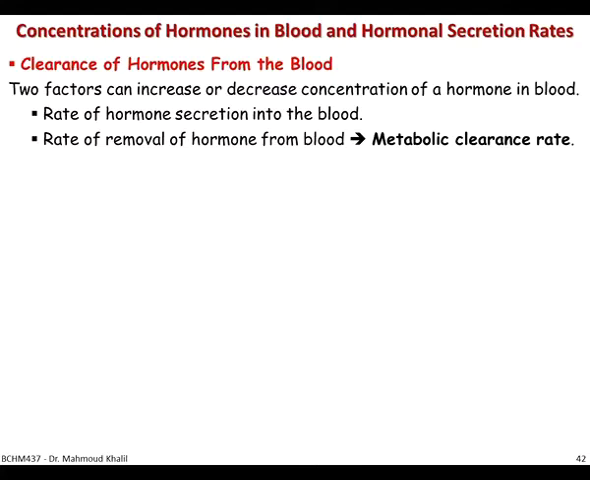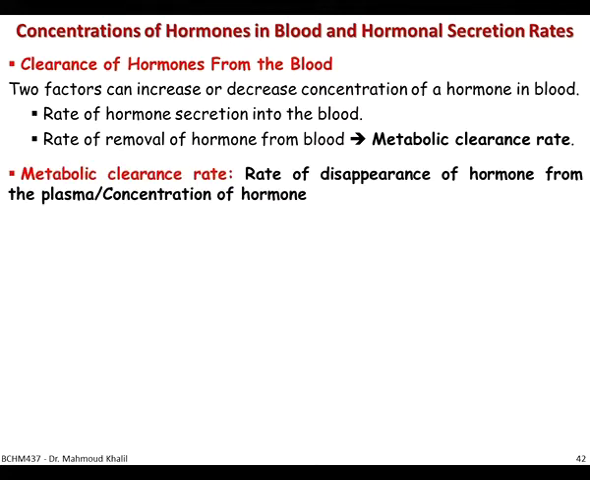So how can the hormone be cleared from the blood? 2 factors can increase or decrease the concentration of hormone in blood. The rate of hormone secretion into the blood is a factor, and the rate of removal of hormone from blood is a factor. This rate of removal of hormone from blood is called the metabolic clearance rate. The metabolic clearance rate is the rate of disappearance of the hormone from the plasma. That means it controls the concentration of the hormone.